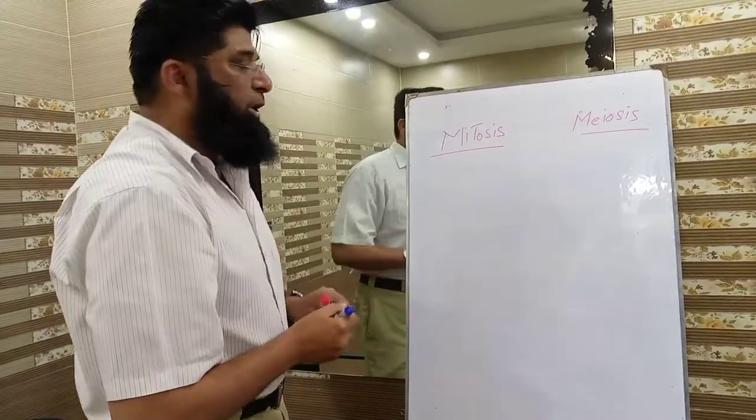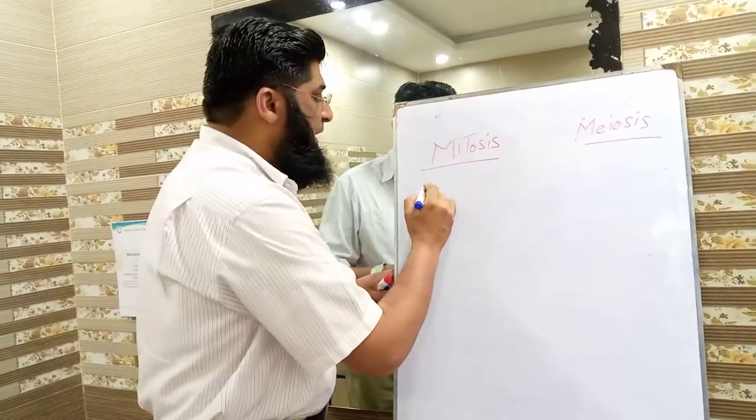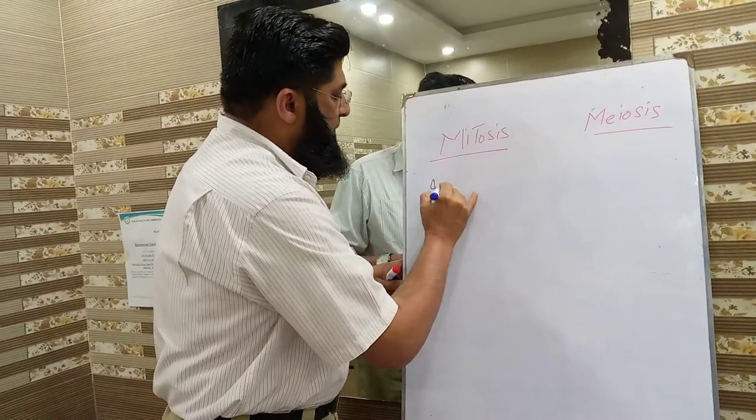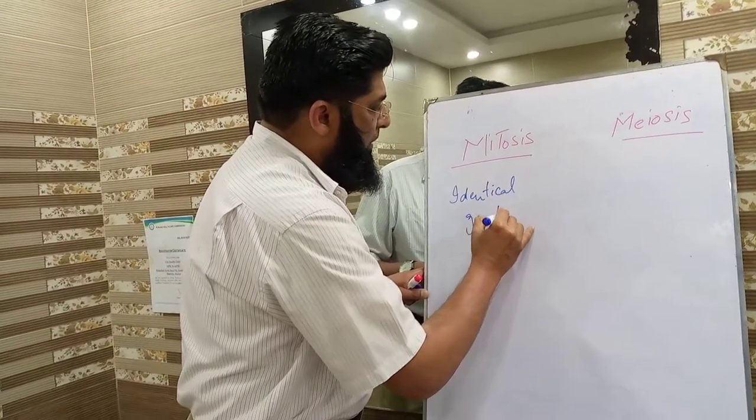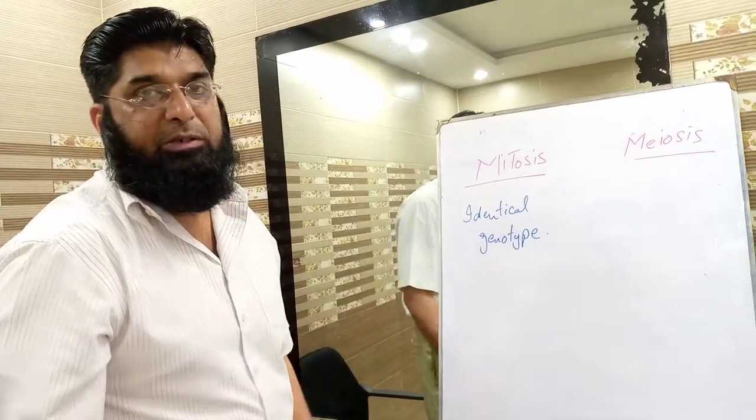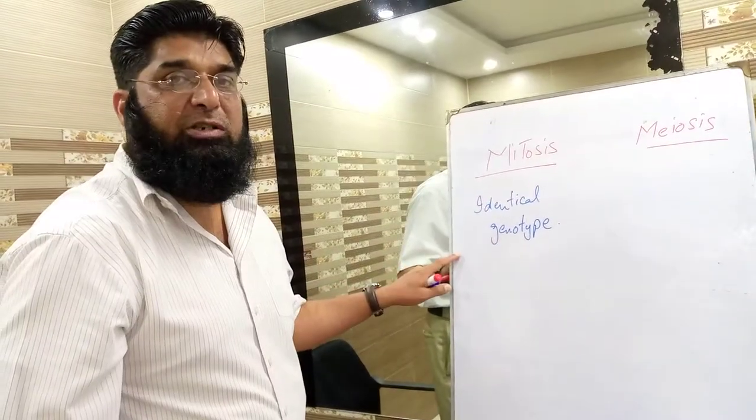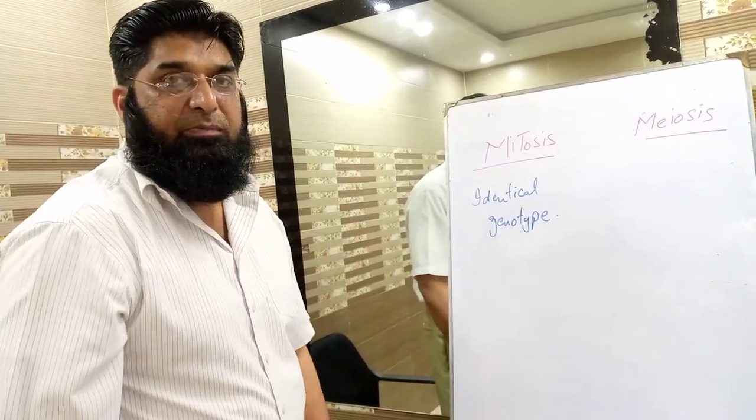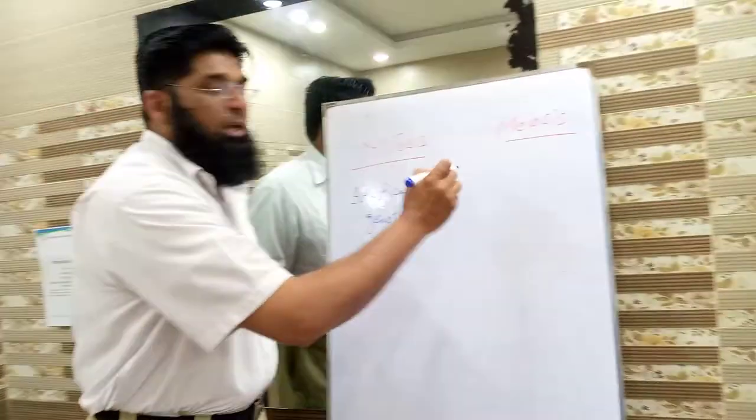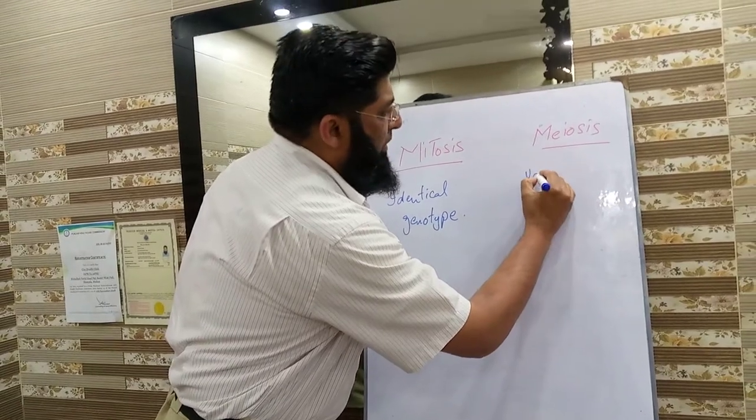Now, students, the daughter cells which are formed as a result of mitotic cell division are identical in genotype as compared to their parents. Mitosis creates daughter cells which are identical to their parent cells, whereas meiosis shows variation in genotype.